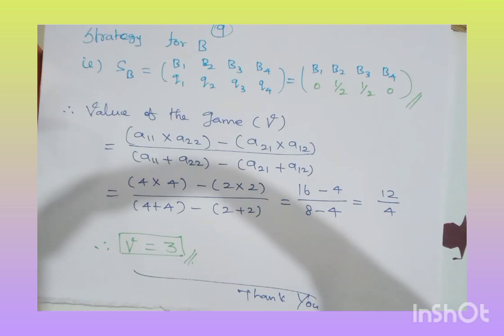Now go to the conclusion part, that is the value of the game, using the formula A11 into A22 minus A21 into A12, divided by A11 plus A22 minus A21 plus A12. Just substitute the values, we got 12 by 4. Simplified, it is 3. So this is the value of the game.